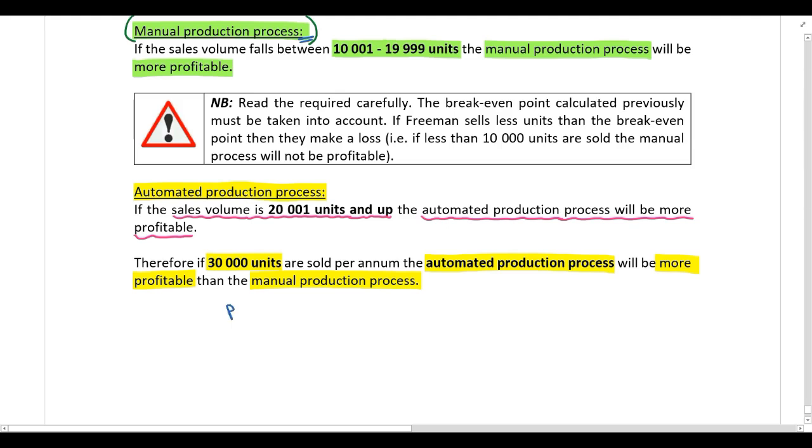Now, once again, guys, you can prove this. Calculate the profit. Remember, we calculate profit by taking sales minus variable costs minus fixed costs. Calculate the profit for both the manual and the automated production process at an output level of 30,000 units. And you'll see the automated production process is more profitable.